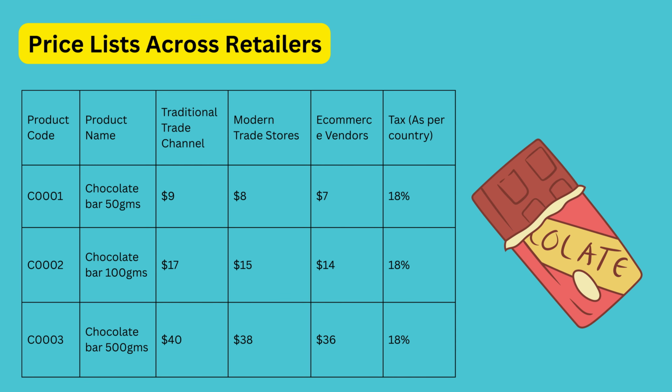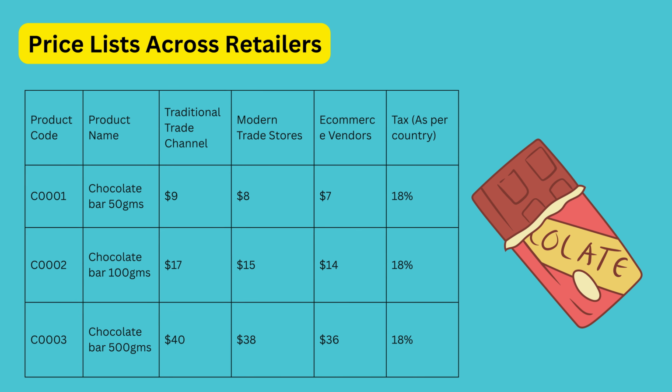So let's start with price lists. Companies create price lists for their products, which depend on which type of retailer will sell that product. So for example, the best chocolate company sells its chocolates at different prices to traditional trade retailers, a separate pricing for modern trade, and a separate pricing for e-commerce vendors.